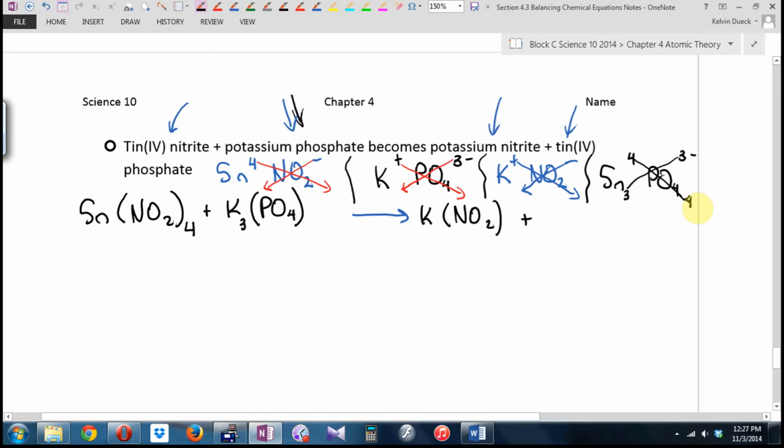I think I might have mentioned at the beginning of this lesson, this is as tough as it gets all year. Sn3(PO4)4. Now, this is both uglier and not quite as ugly as it looks, because I'm going to give you a good trick.